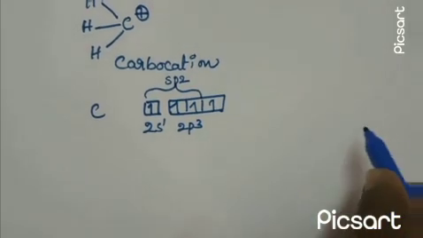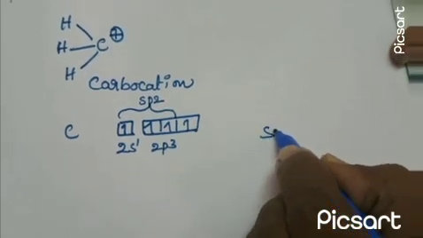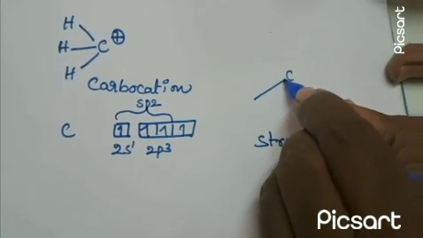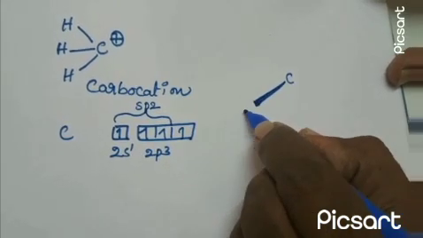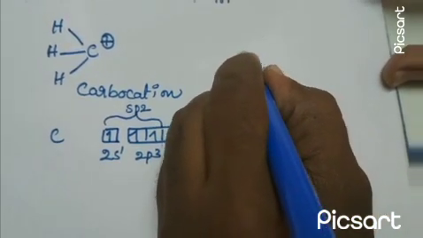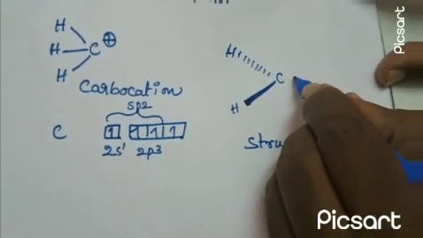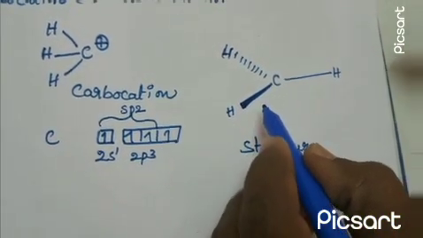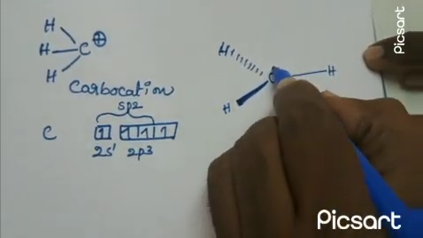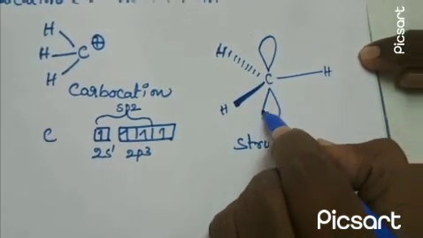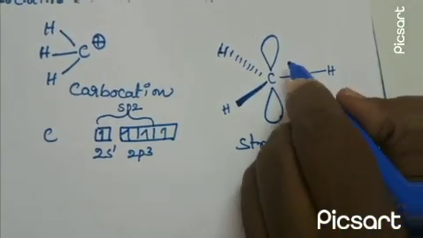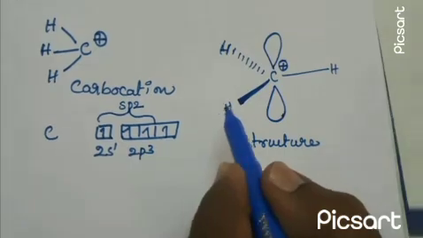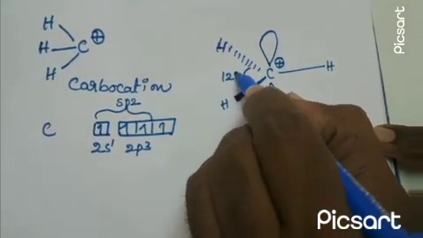If you see the structure of the carbocation, there are three sigma bonds between the carbon and hydrogen. We have one vacant p orbital that is perpendicular to the plane, and the structure is trigonal planar. That means the three hydrogens are in the same plane, and the bond angle is 120 degrees.